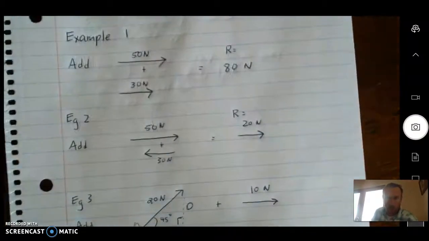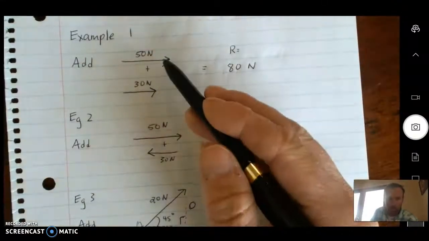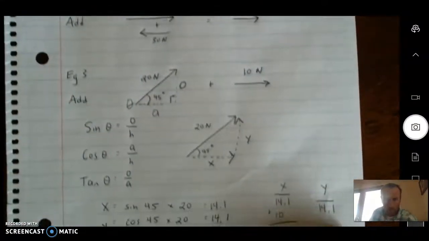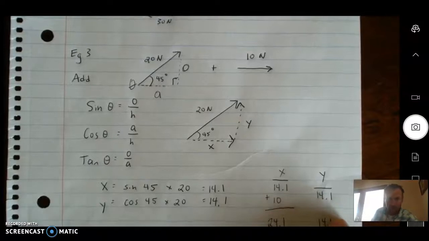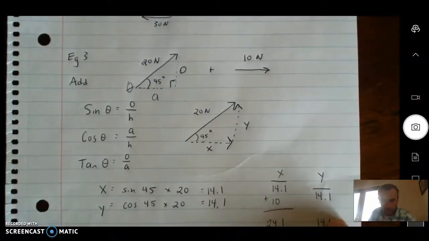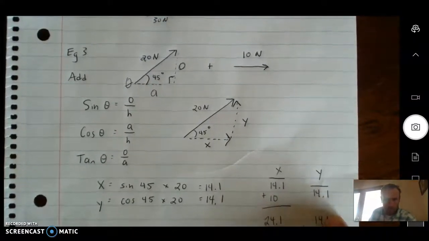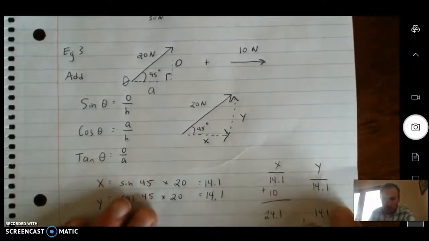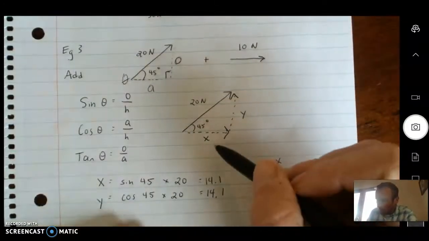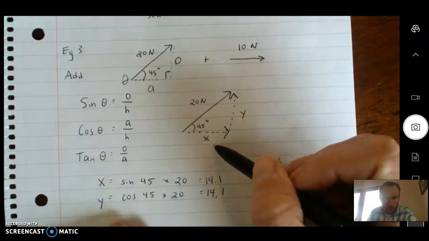I should be able to add two forces pointing in the same direction in the x dimension. And then we'll deal with that y component at the end. So let's resolve the legs of this triangle first. So my x leg here is going to be sine of 45.